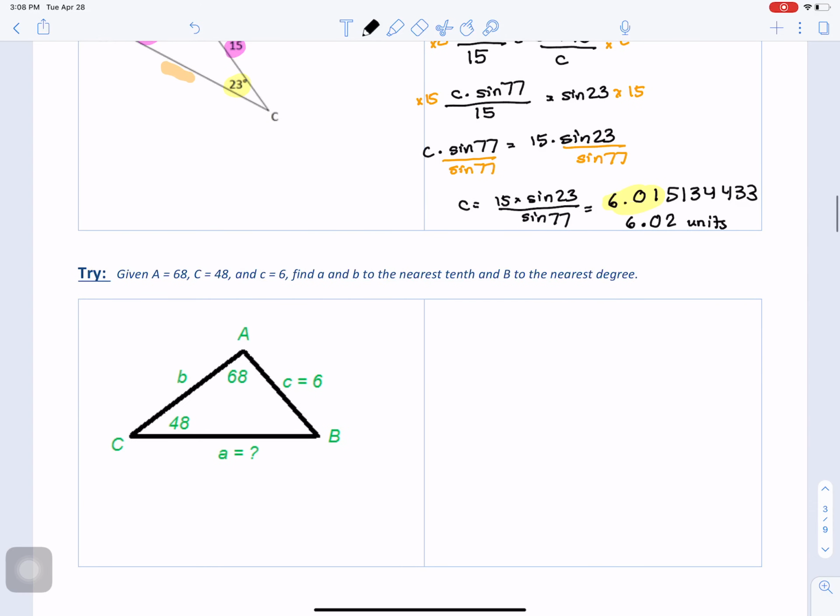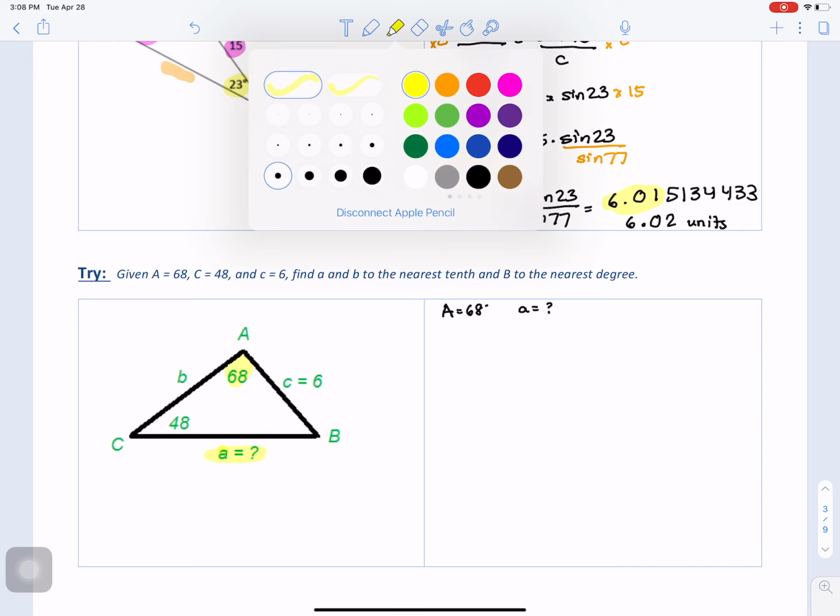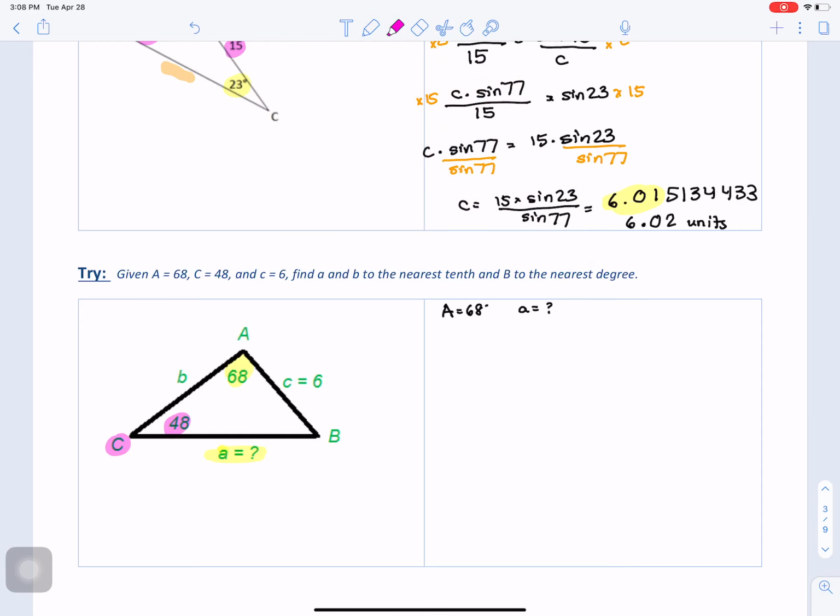Okay. In the next example, they label my triangle for us. So capital A is 68 and lowercase a is question mark. I'm going to highlight that in yellow again. Okay, my pairs get highlighted. My C pair I'm going to highlight in pink again. So my capital C is 48. My lowercase c is 6. My capital B is question mark. My lowercase b is question mark. So as of right now, I need to find lowercase a, lowercase b, and capital B. So that's solving the triangle.